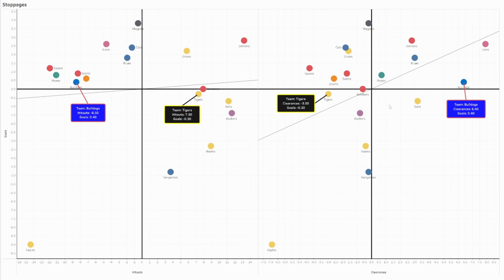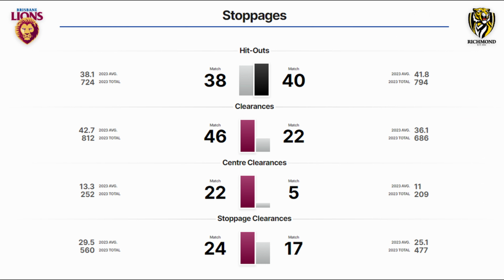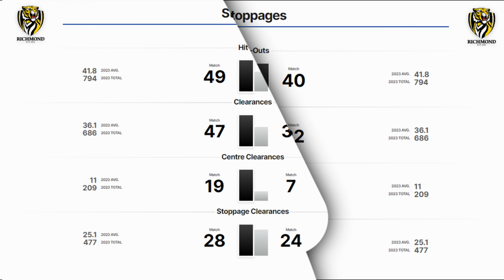But then we look at these clearances as a whole, and we can see that the hit-outs don't really impact the Bulldogs being able to win clearances. They win 6.5 more clearances total per game, and the Tigers lose 3. So the hit-out numbers won't do much for this game. And we can see that in Richmond's game against Brisbane, where they just about drew hit-outs 40-38, but Brisbane still won total clearances 46-22.